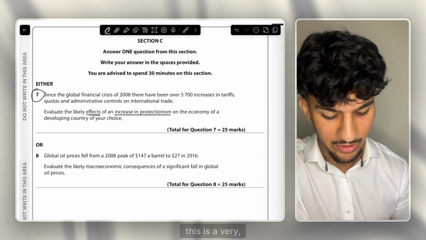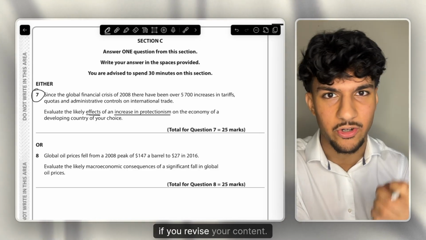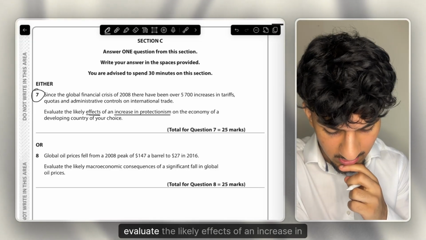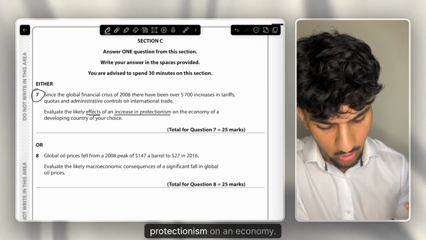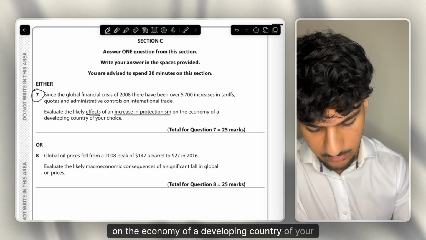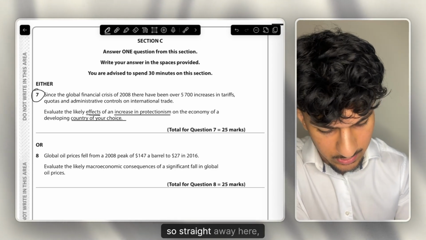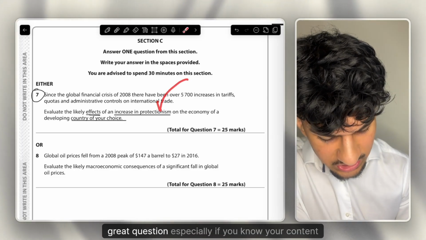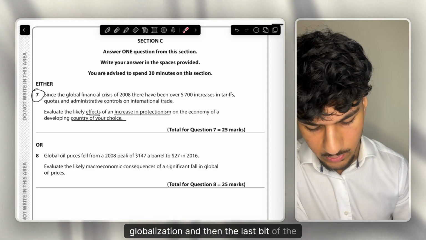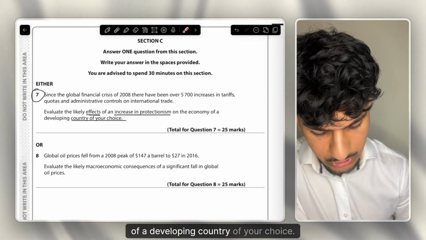Straight away, this is a very, very good question. If you revise your content well, this should be a very accessible question. But evaluate the likely effects of an increase in protectionism on the economy of a developing country of your choice. Okay, so straight away here, firstly, great question, especially if you know your content knowledge of globalization. And then the last bit of the question, of a developing country of your choice.